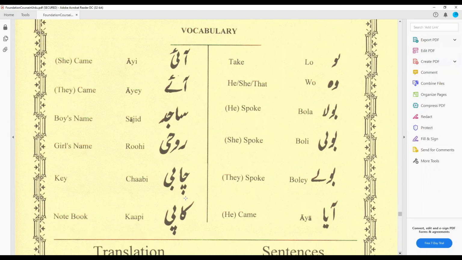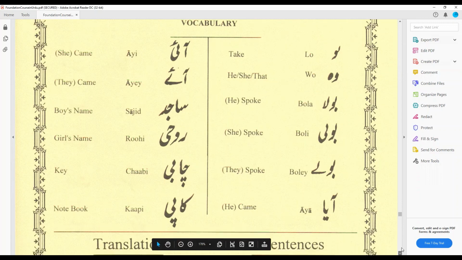Next word we have Chabi. Chabi means key. Next word we have Kapi. Copy. Copy means notebook, to write.